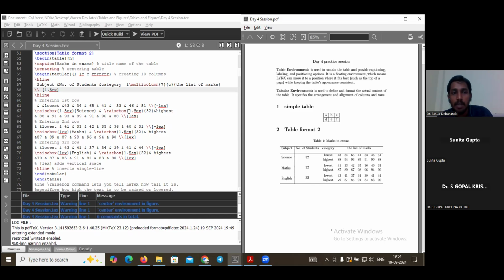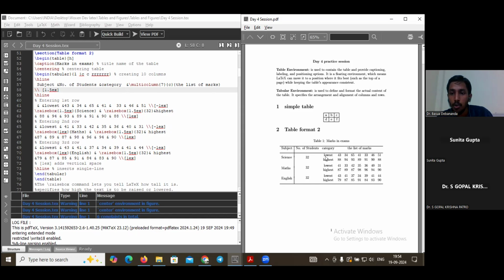For that purpose, you can use another command also. I will come to that point next: how to write this using multi-row. Here I have used multi-column. How you will use multi-row, I will also tell in the next coming tables. Okay, sir.